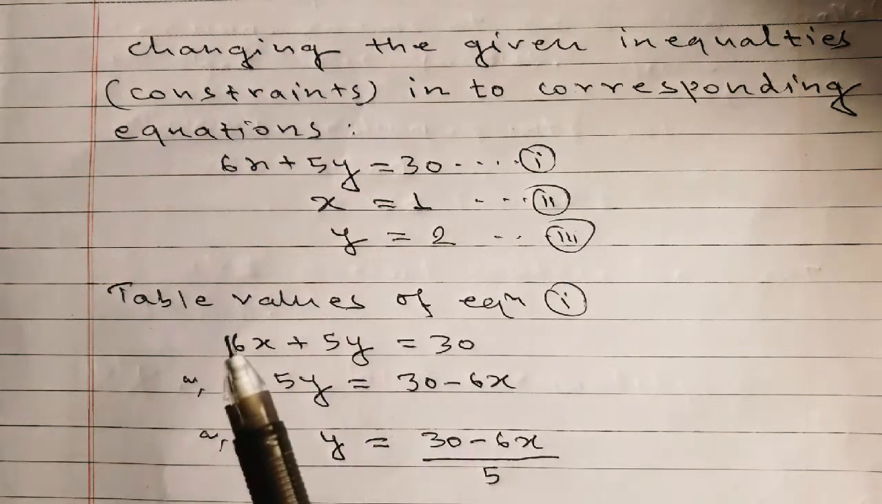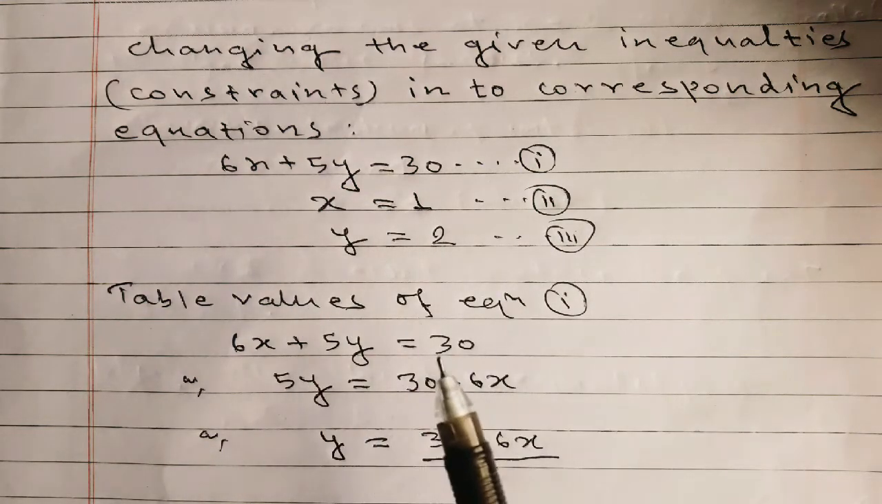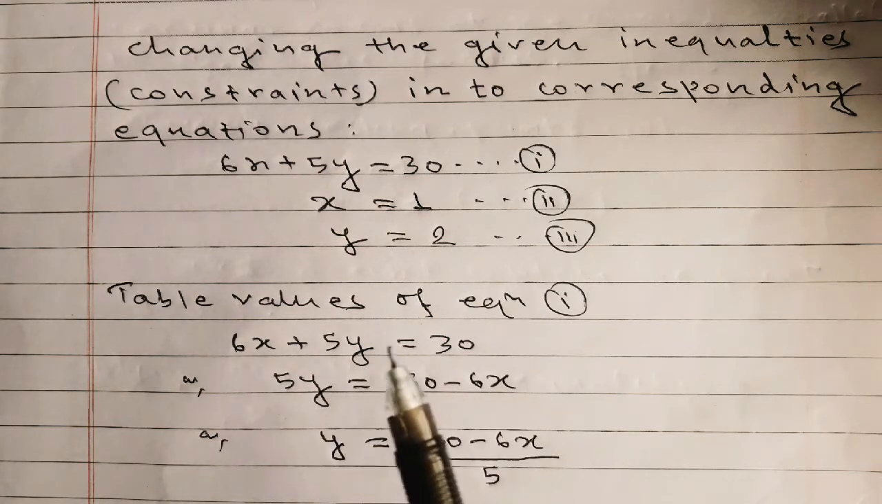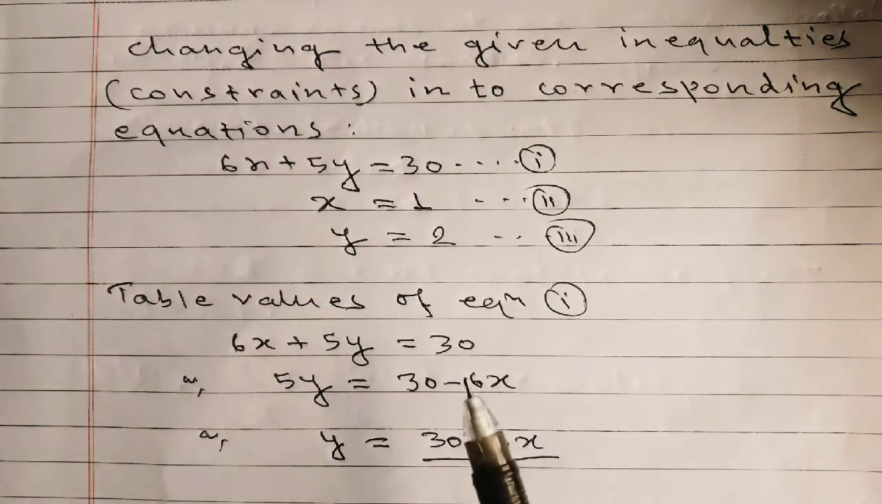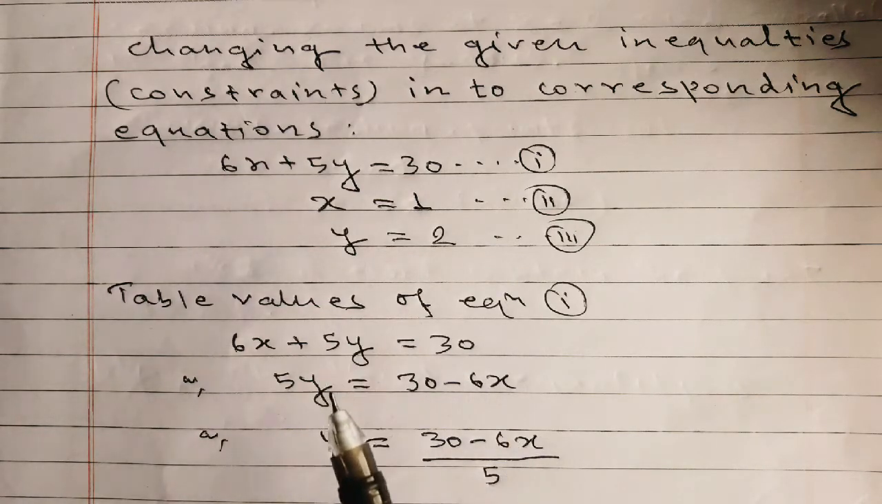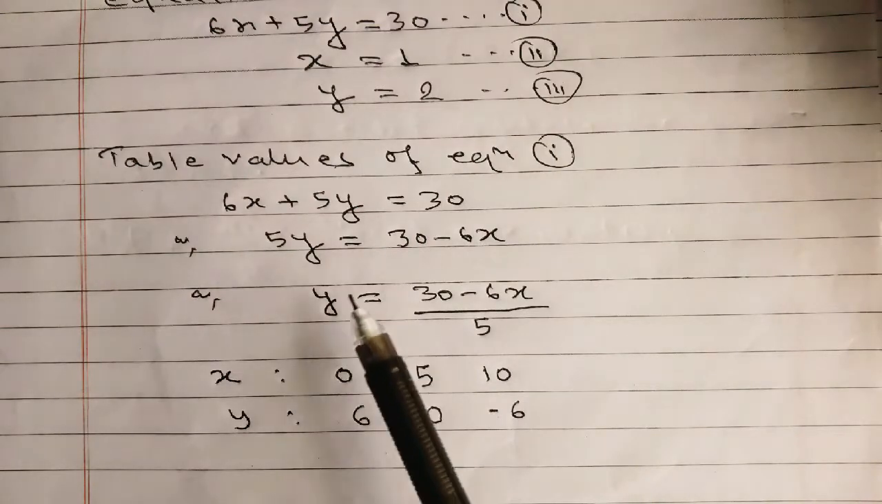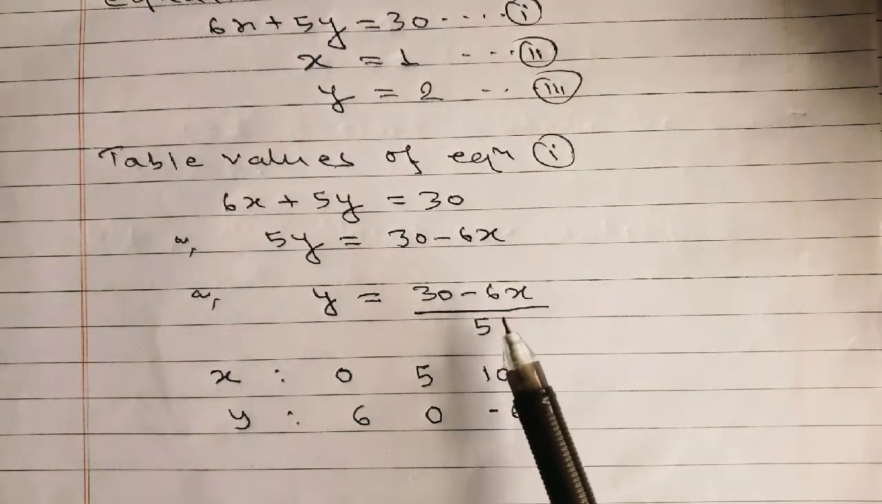6x + 5y = 30. The table values of the first equation, that means 6x + 5y = 30. Let's solve this equation for y. Solving the first equation for y, so that easily we can find the values of x and y. 5y = 30 − 6x. y = (30 − 6x)/5. Therefore, y = (30 − 6x)/5.